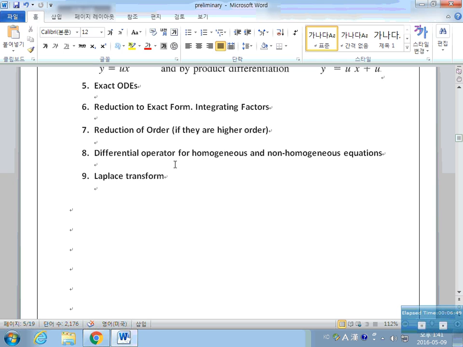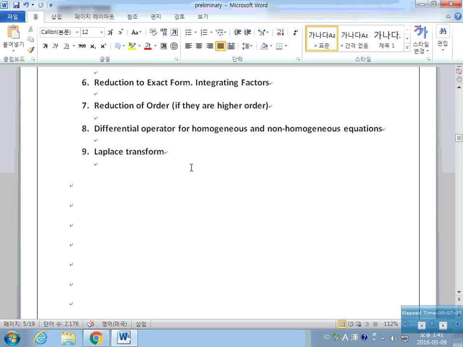There are also homogeneous and non-homogeneous differential operators. I can solve them by using the differential operator methods. These are very easy methods to solve. If it is homogeneous, it is very easy. If it is non-homogeneous, then we have to find the particular solution as well.